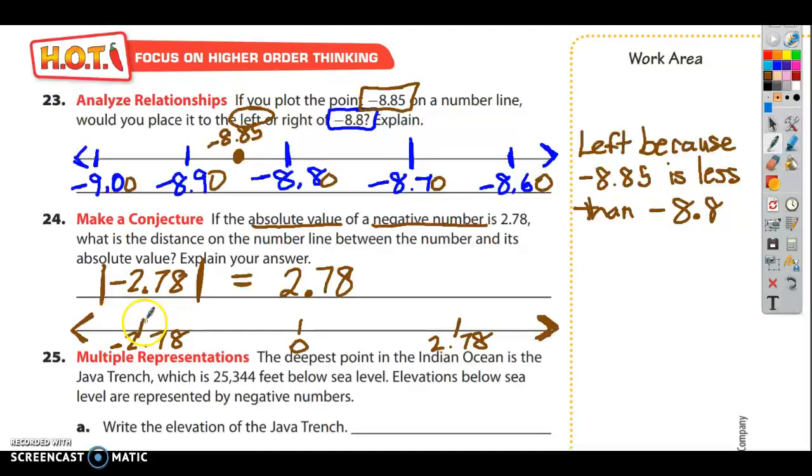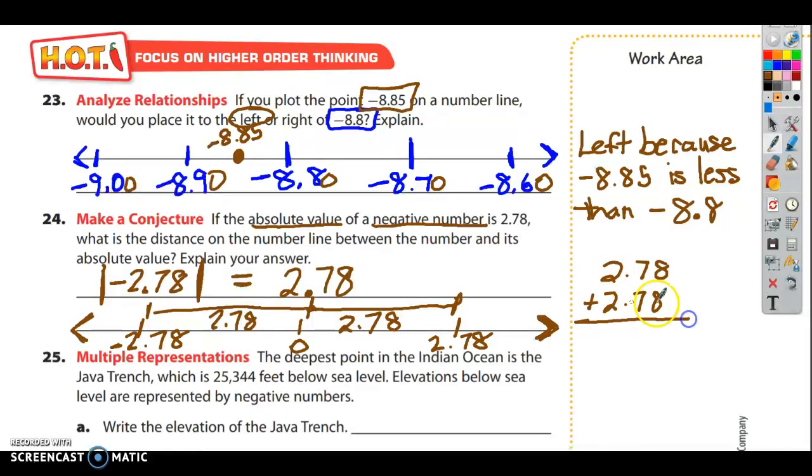And what is the distance from here to 0? Well, from here to 0 is 2.78 spaces. And from 0 to here, it's 2.78 spaces. So I think you can see right now that this is either a 2.78 times 2 or a 2.78 plus 2.78 problem. So that's what I'm going to do. 2.78 plus 2.78. And really I should be saying 2 and 78/100ths. That's okay. Start in your hundredths place. 8 plus 8 is 16. 7 plus 7 is 14, plus 1 is 15. 2 plus 2 is 4, plus 1 is 5. 5 and 56/100ths.